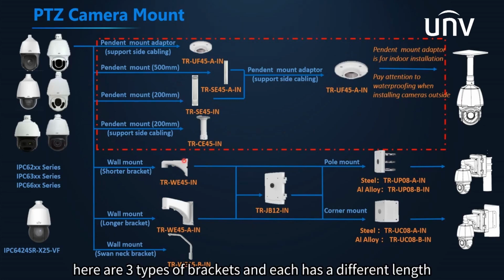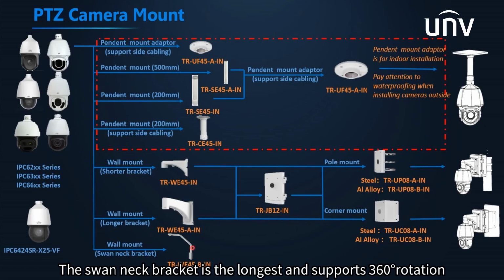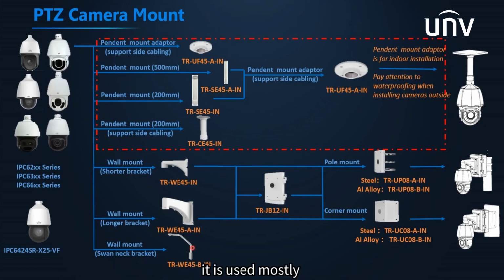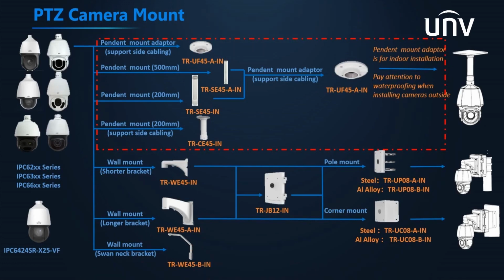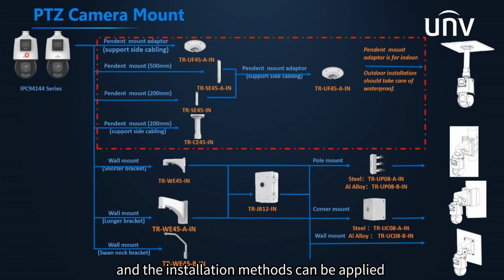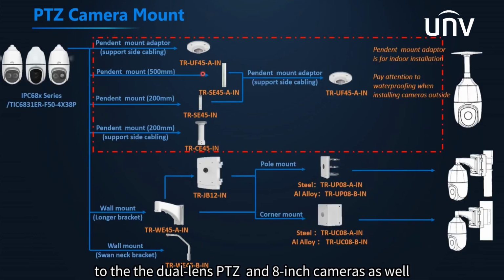Here are 3 types of brackets, and each has a different length. Attach a junction box to these 2 brackets to store the camera cables when the camera is installed on a pole or a corner of a wall outdoors. The swan neck bracket is the longest bracket and supports 360-degree rotation. It is used mostly when the camera is installed on the top of buildings. The same types of brackets and the installation methods can be applied to the dual-lens PTZ and 8-inch cameras as well.